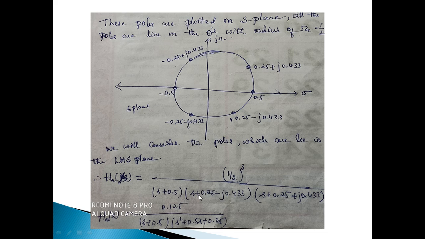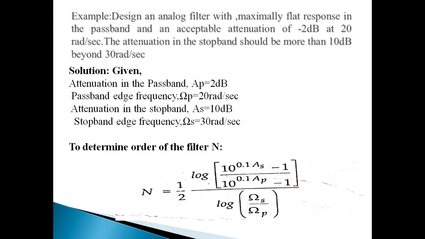Then let's see the next example of a Butterworth filter. We are asked to design an analog filter with maximally flat response in the pass band and an acceptable attenuation of minus 2 dB at 20 radians per second. The attenuation in the stop band should be more than 10 dB beyond 30 radians per second. Means they have given data, and you need to design an analog filter here. So what is the data they have given? Acceptable attenuation means this is the passband attenuation. So the passband attenuation is 2 dB. Don't get confused, they have given minus 2 dB here, which means it is below 0.